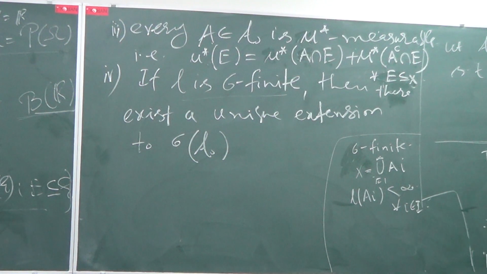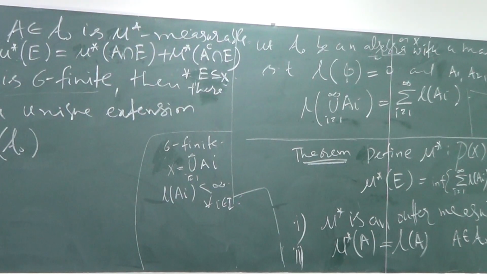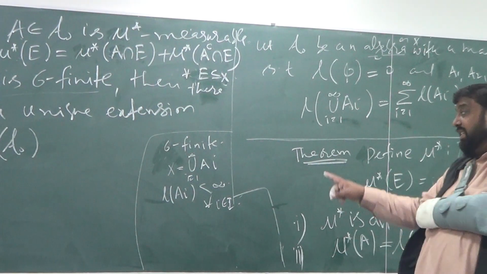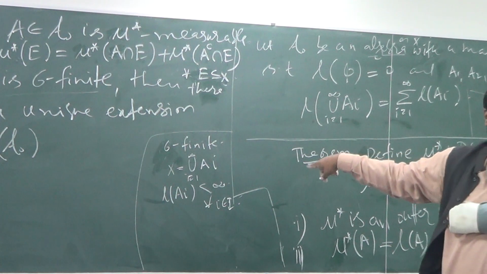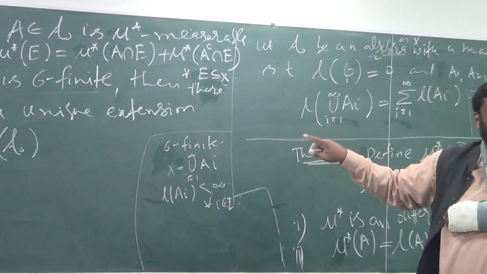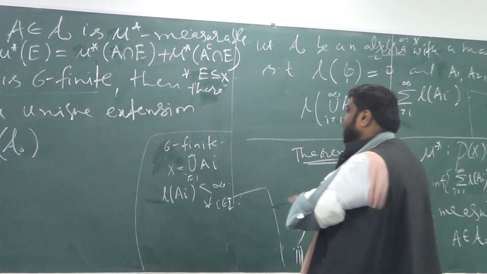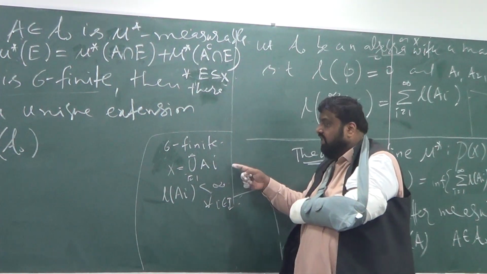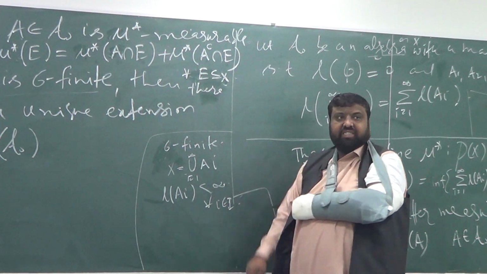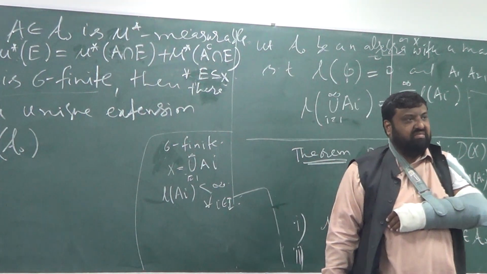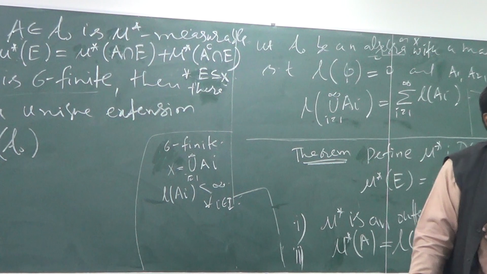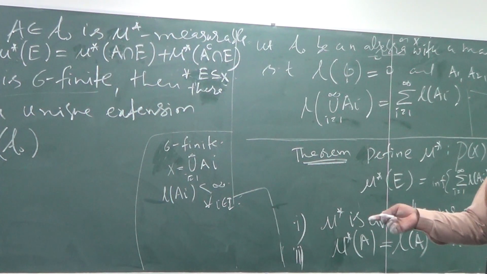What does it mean? It means, I'm not saying that the length of the whole X is finite, but X can be broken into parts in which each part has finite length. Pretty simple. So X is not necessarily finite.